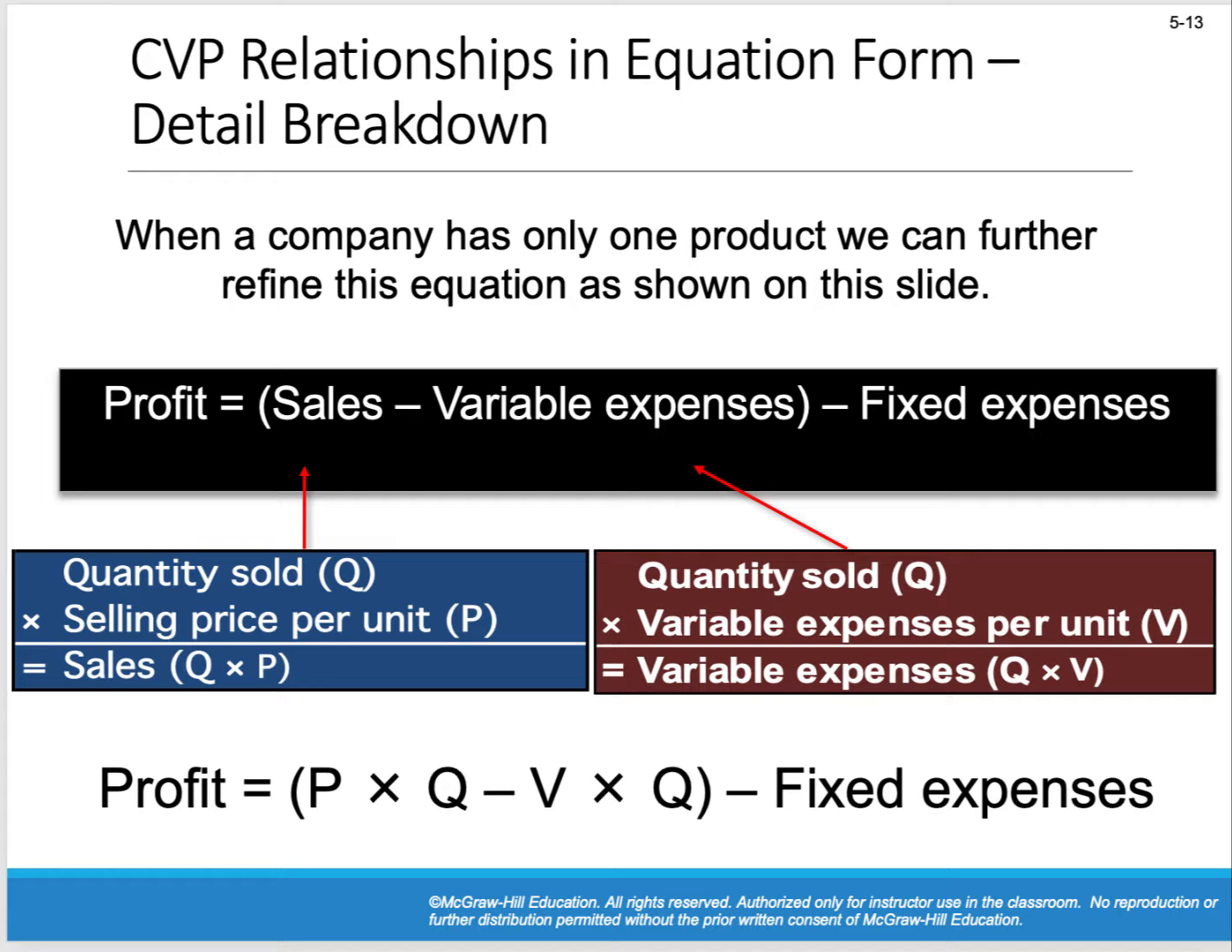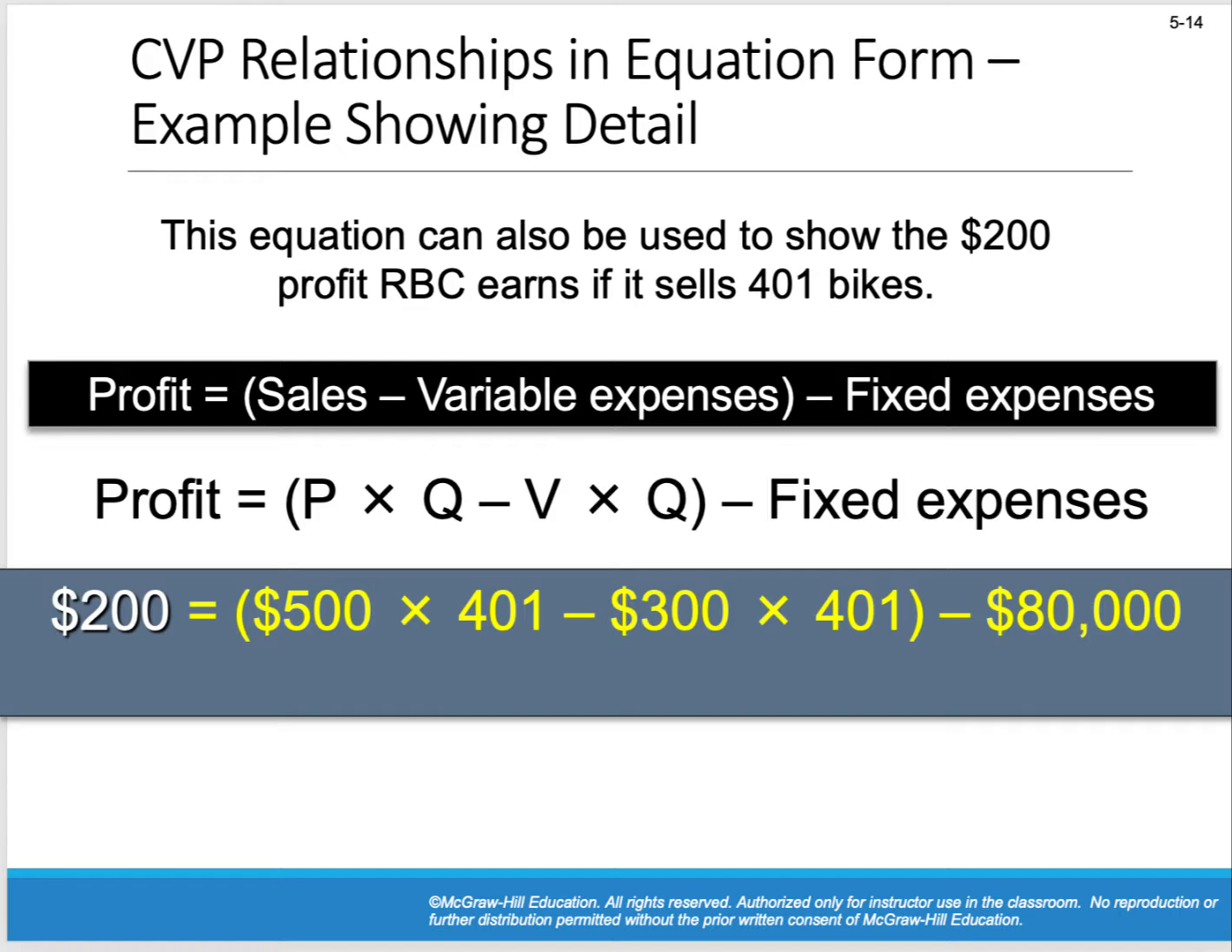So, we only sell one product, right? How do we calculate our sales volume? Well, that's easy. We take the quantity that we sell times the selling price per unit. How do we calculate our total variable expenses? Again, we do it the same way. Variable costs per unit times the quantity sold. Then we subtract out our fixed expenses from the difference between sales minus variable expenses. So we can really use this equation. It's very helpful for us, especially if we're in a company that only sells one product.